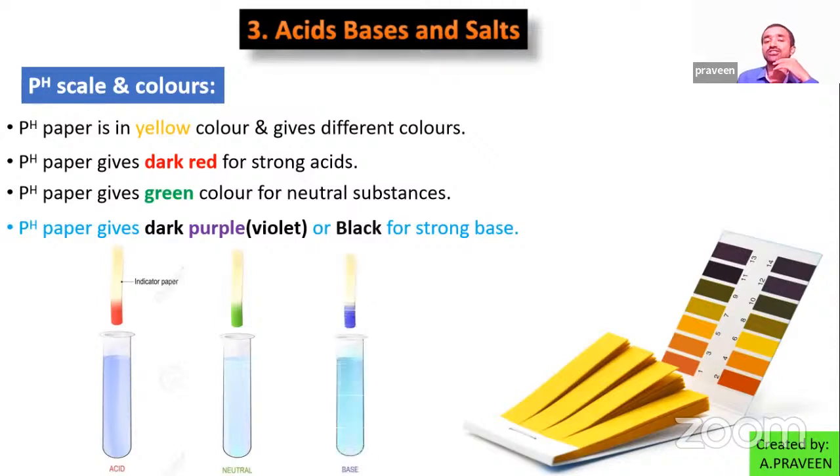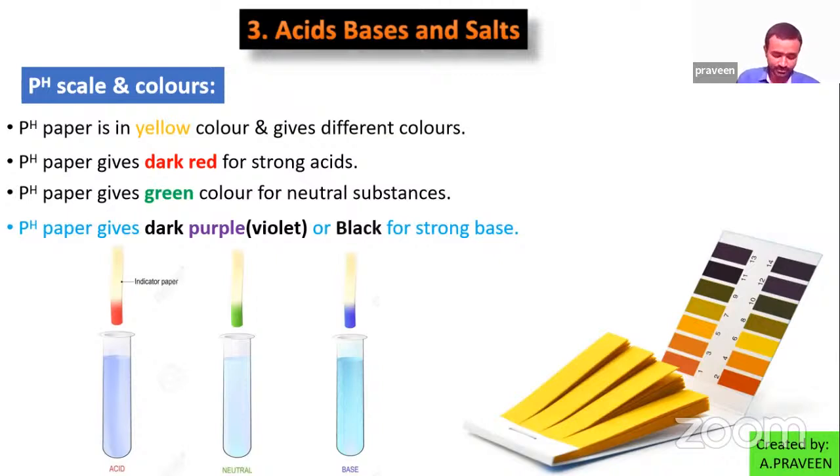So that is simply here basis. Sometimes you may get dark blue also. Okay, so according to our textbook, dark purple, right? Dark purple, violet color, or it is giving you black color. So this is about a pH scale and its colors.